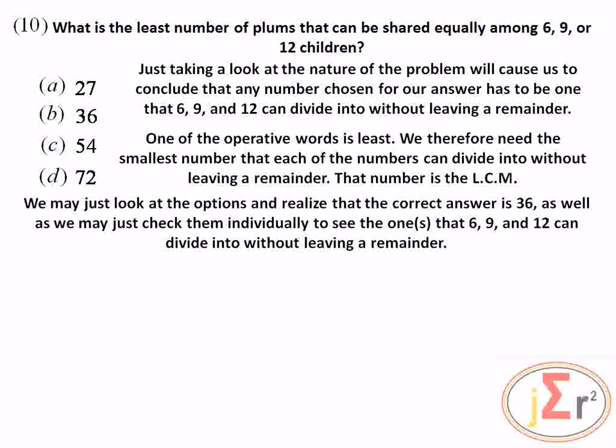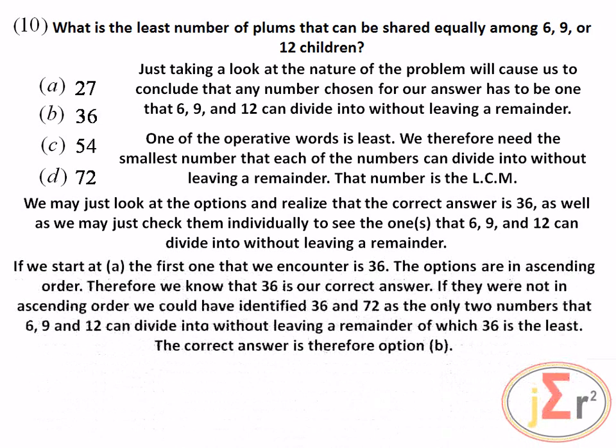Even from primary school, some students may be able to do that. If we start at A, attempting to find all of the numbers that 6, 9, and 12 can divide into without leaving a remainder, the first one that we will encounter is 36.